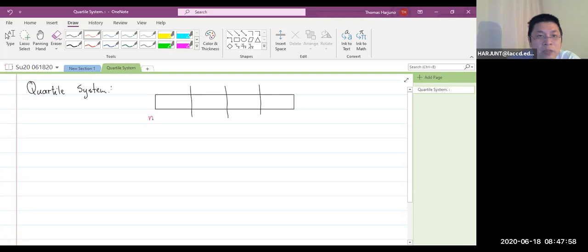Let's say this is the minimum data, this is the maximum data. The guy in the middle is the median. I hope you remember that. The median separates the whole data set into 2 equal parts. This is the lower half, and this is the upper half.